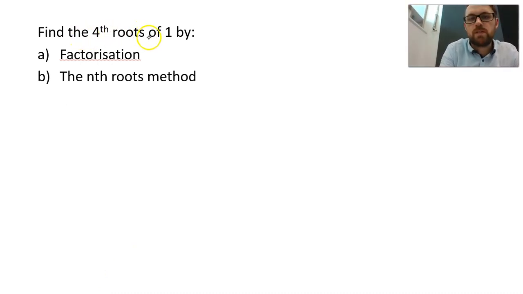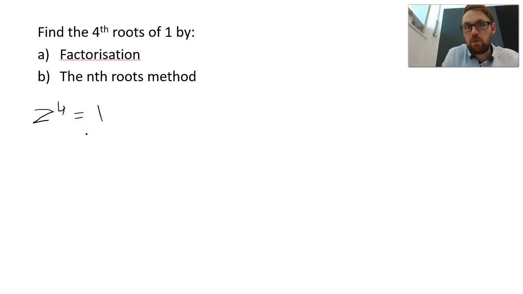So, find the fourth roots of 1 by factorization. We'll start with that. We're going to do z to the power of 4 equals 1, because it's the fourth root of 1. The first thing we're going to do is do this by factorization, and then we're going to use the nth roots method. So the first step, we're going to use factorization, so we bring the 1 to the other side, and we get z to the power of 4 minus 1 equals 0.